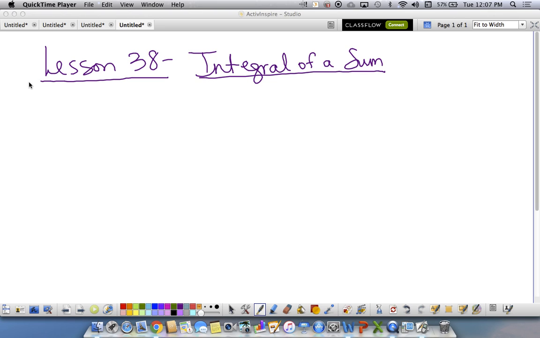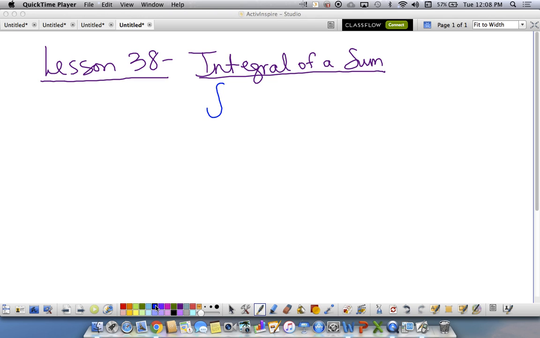So, integrals of a sum. We're back to the integrals, back to that silly S curve. If we were taking derivatives of a sum, what would we have done? We would have simply taken the derivative of each one and added them together. It's the same for integrals.